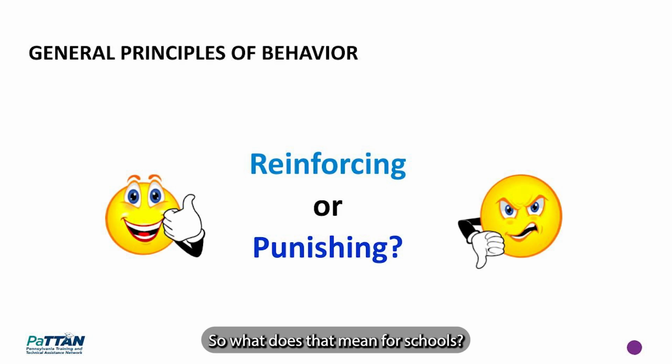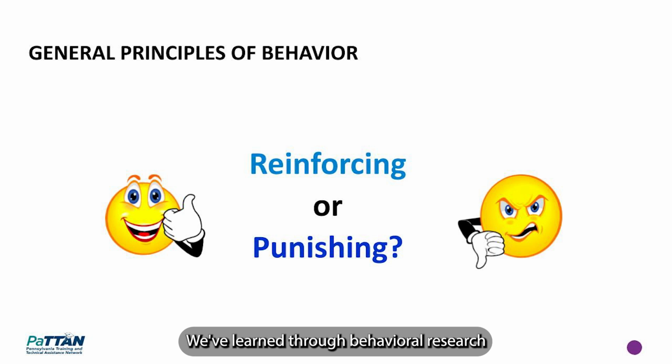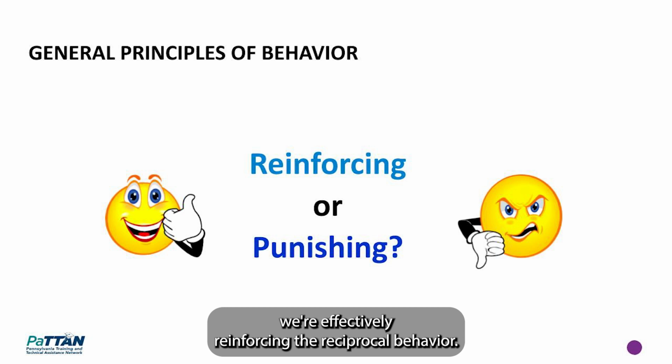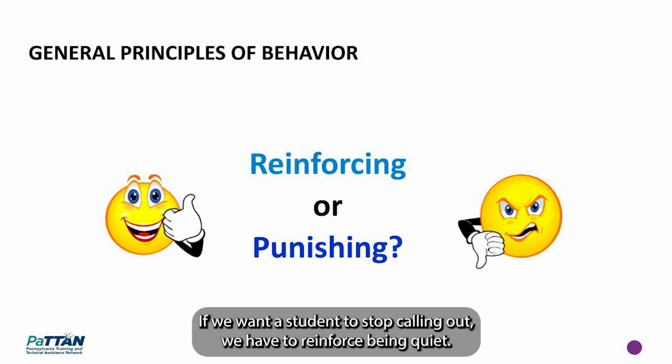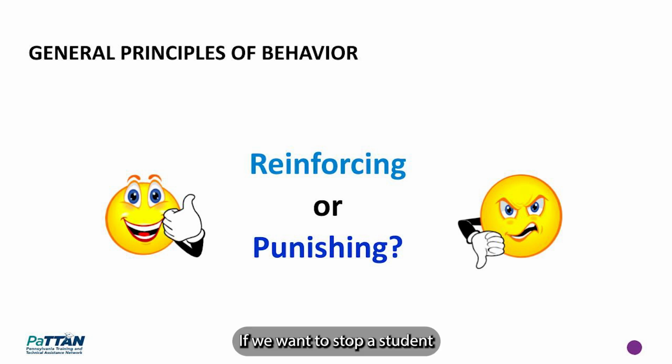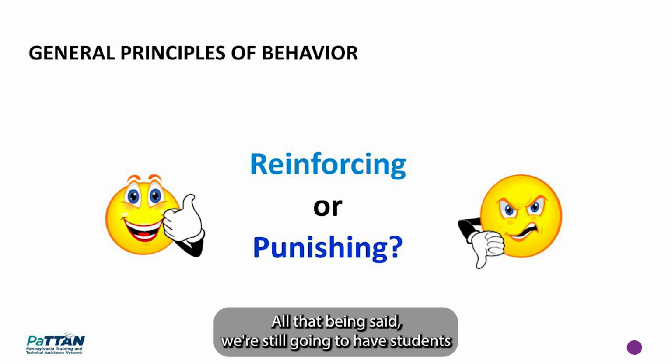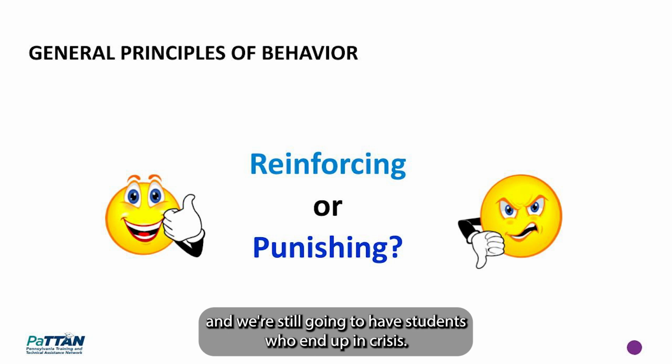So what does that mean for schools? We've learned through behavioral research that the most effective way to reduce negative behaviors is to make sure we're effectively reinforcing the reciprocal behavior. If we want a student to stop calling out, we have to reinforce being quiet. If we want to stop a student from getting out of their area, we have to reinforce being in their area. All that being said, we're still going to have students who display negative behaviors, and we're still going to have students who end up in crisis.